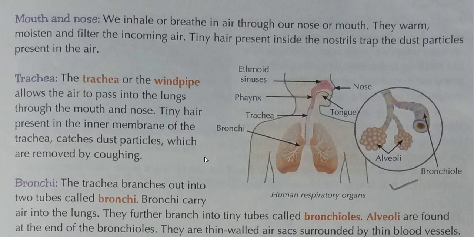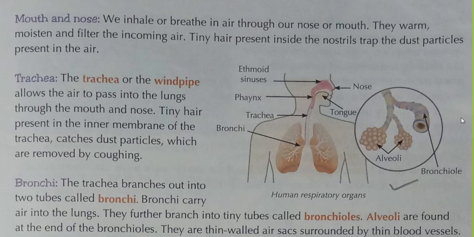About bronchi, the trachea is subdivided into two different branches. Those two branches are called bronchi. They pass the air to the lungs, and the bronchi further branch into tiny tubes called bronchioles. Alveoli are found at the end of the bronchioles. They are thin-walled air sacs surrounded by thin blood vessels. So these are alveoli.